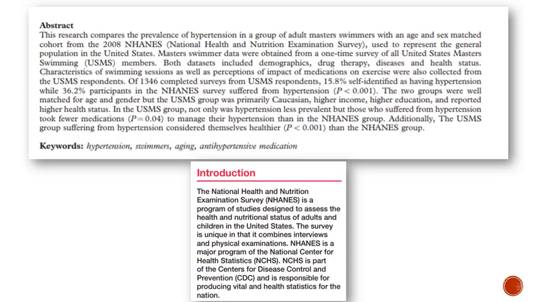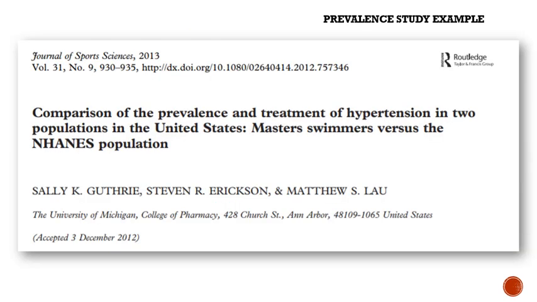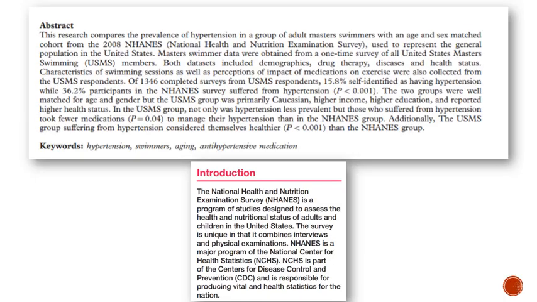And so what the authors chose to do here is they chose to compare the prevalence of hypertension in adult masters swimmers with those who completed that 2008 survey. And they describe the characteristics of the population here in the abstract as well as within the article. And then they go on to present their findings. And I imagine you could, just by looking at the title here, have a potential guess who's going to be better, the general population or individuals who are physically active.